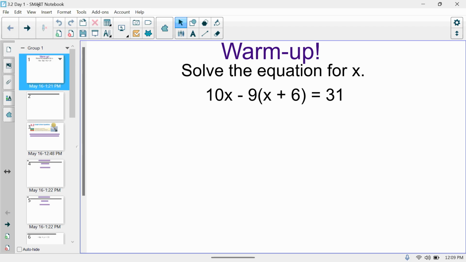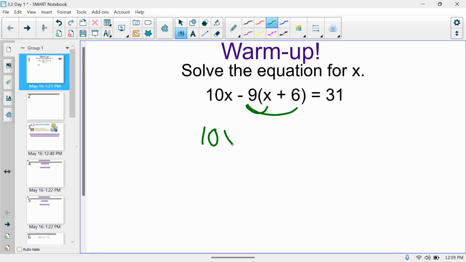As I walked around, most of us realized that we needed to do the distributive property first. So good job with that. We're not going to touch the 10x. Guys, don't forget that it's a negative 9 that you're multiplying times 1x, which is negative 9x. And then negative 9 times 6 is negative 54. And then we have 31.